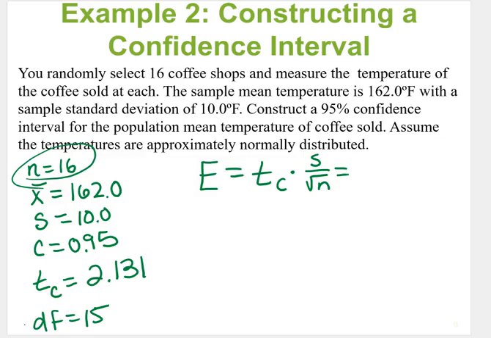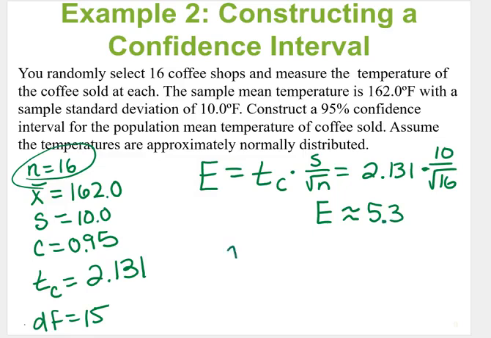So I'm going to plug in all that information. So 2.131 times the standard deviation over the square root of 16. Again, make sure this is the square root of N. Very common mistake is that people put the degrees of freedom here instead of the sample size. So make sure you just pay attention to that. So put that on my calculator, and that turns out to be approximately 5.3 degrees Fahrenheit.